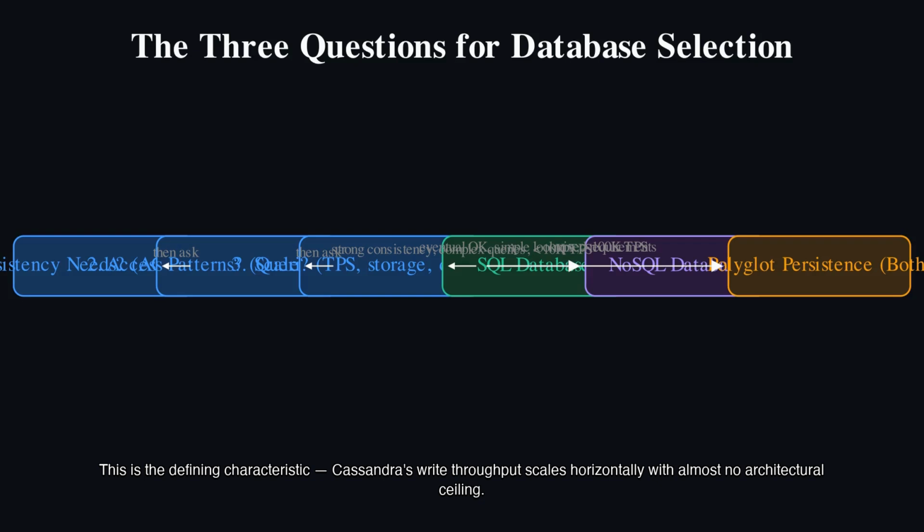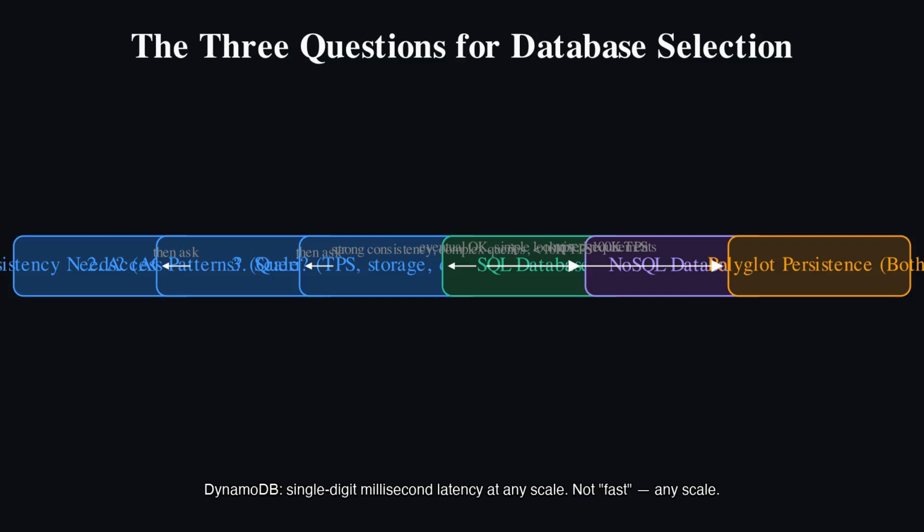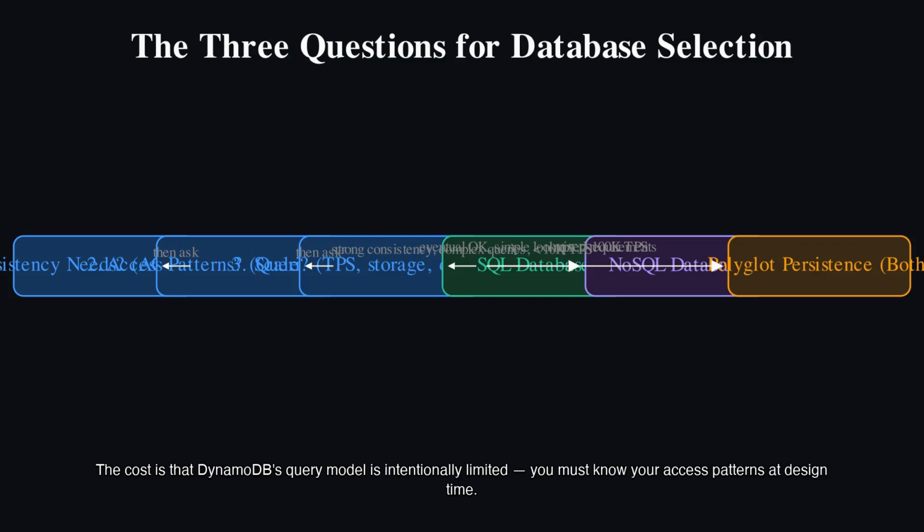DynamoDB, single-digit millisecond latency at any scale. Not fast, any scale. The P99 latency for a DynamoDB get item is under 10 milliseconds, whether you have 1,000 rows or 10 trillion. This is the promise of a fully managed, pre-sharded, pre-replicated key value and document store. The cost is that DynamoDB's query model is intentionally limited. You must know your access patterns at design time.